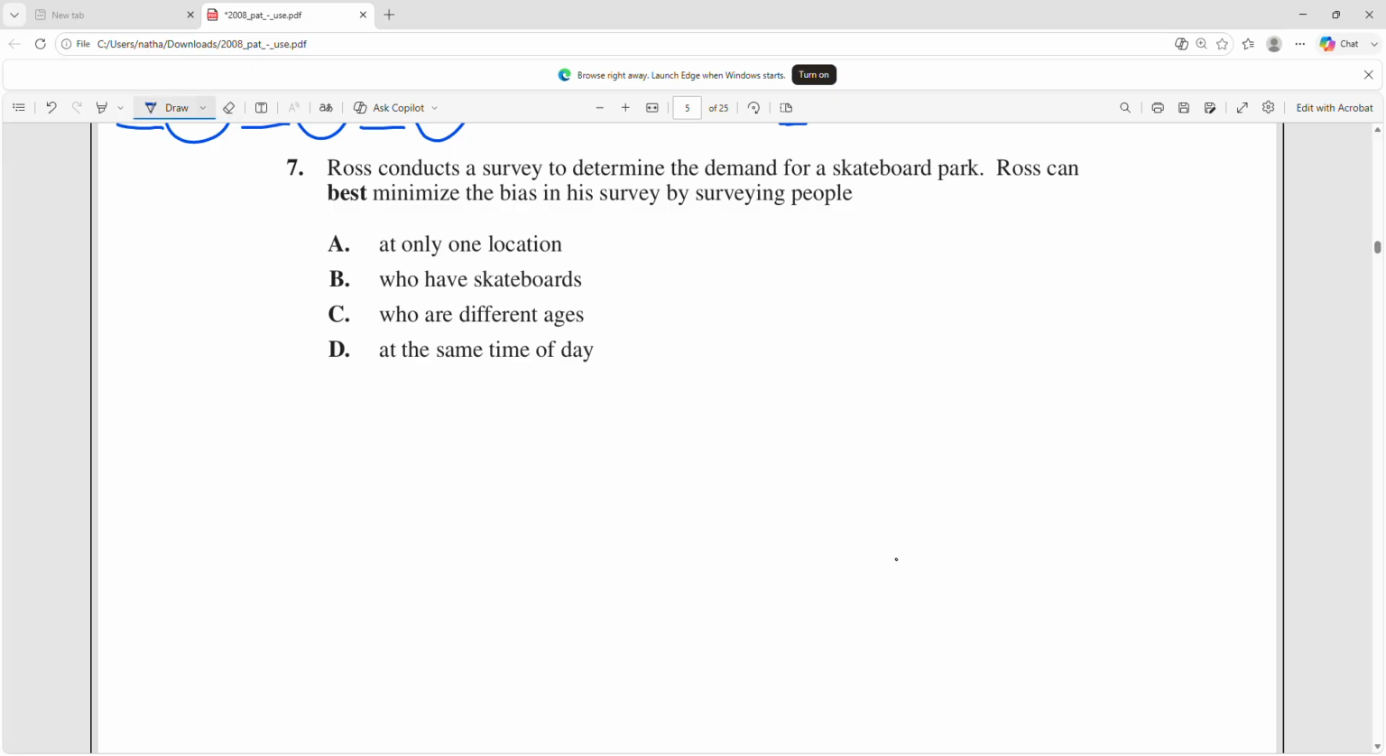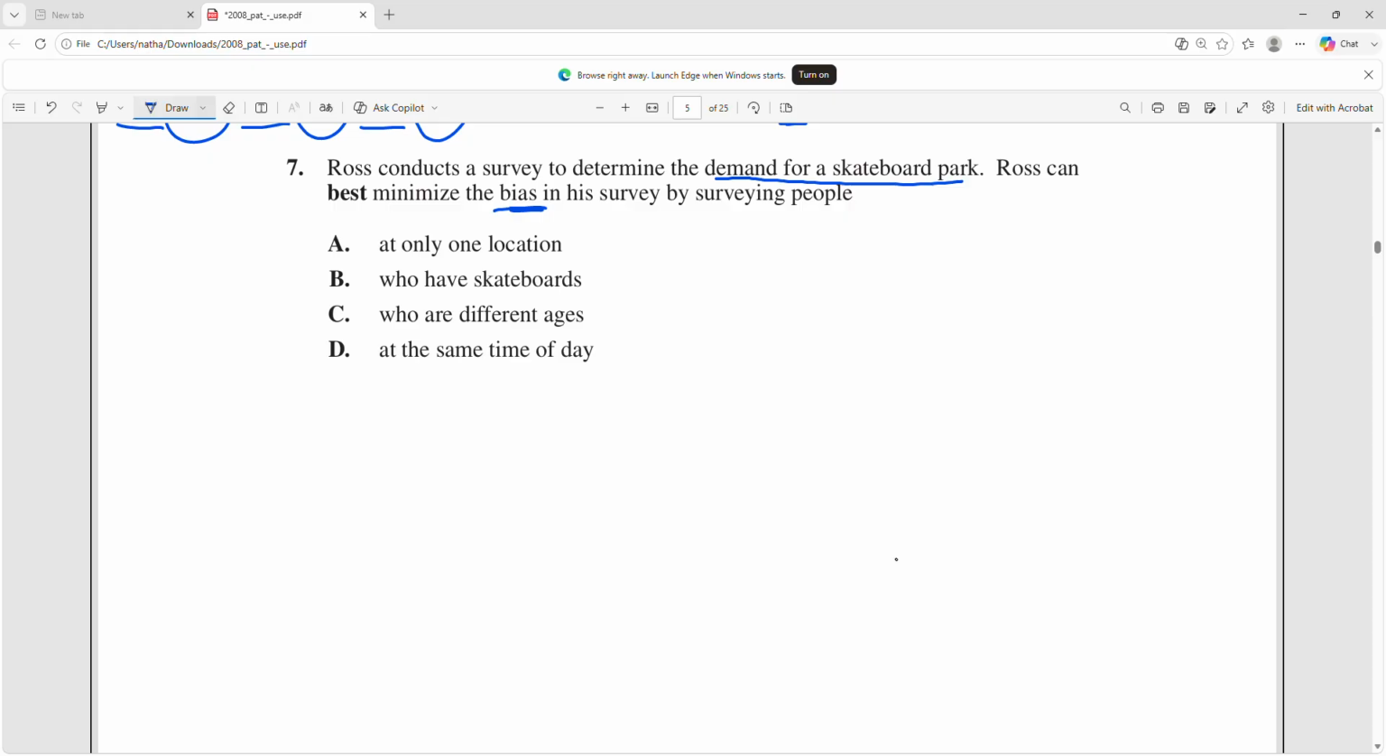Okay, number 7. Ross conducts a survey to determine the demand for a skateboard park. So, meaning how popular that skateboard park is. Ross can best minimize the bias in his survey by surveying people who fit one of these following 4 things.